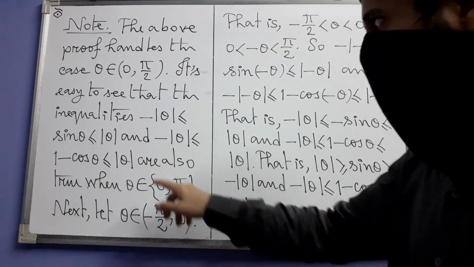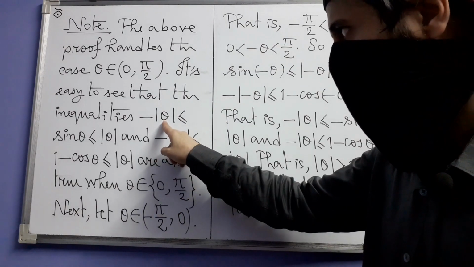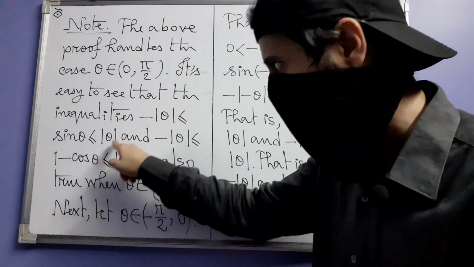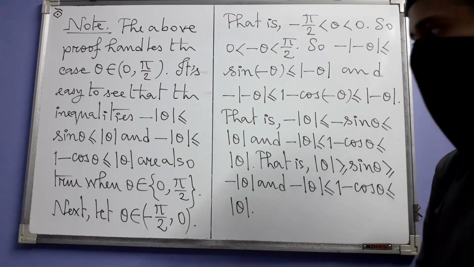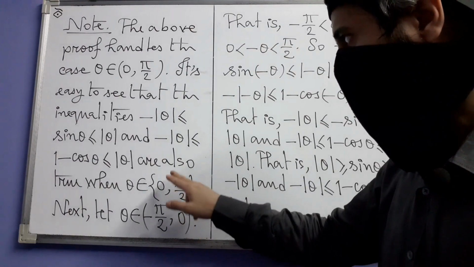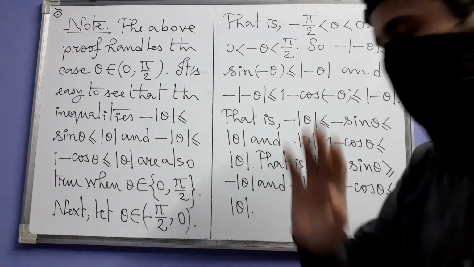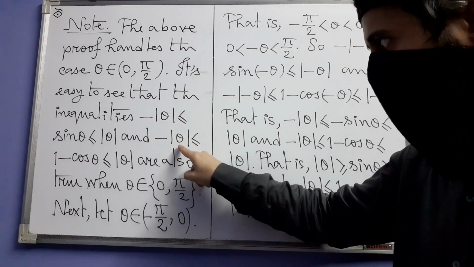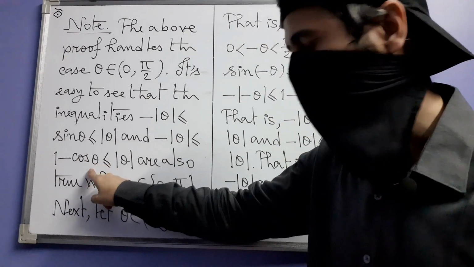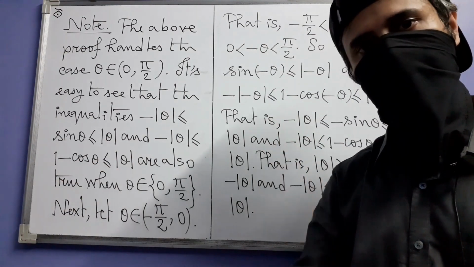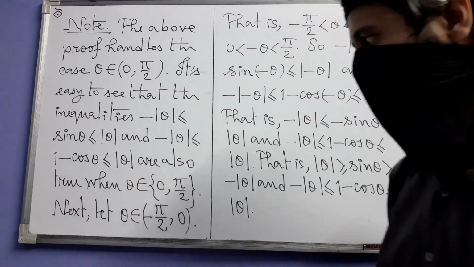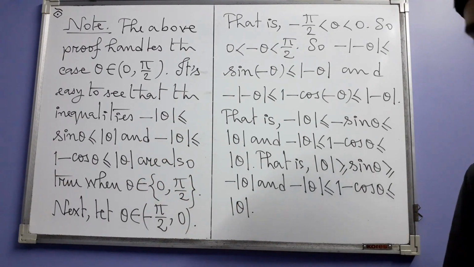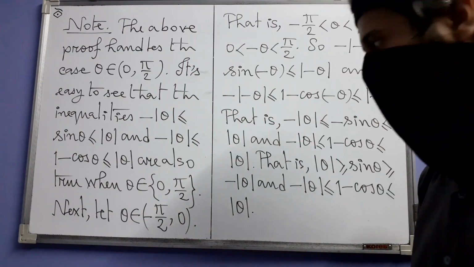Let's see how. What do you get if you take theta equal to 0? This becomes 0, sine 0 is 0 and this is also 0. So yes, we have equality. And what happens to the second set of inequalities? This becomes 0. What is this? Cos 0 is 1. 1 minus 1 is again 0 and this is again 0. So for 0, both the inequalities are true. Both sets of inequalities are true.